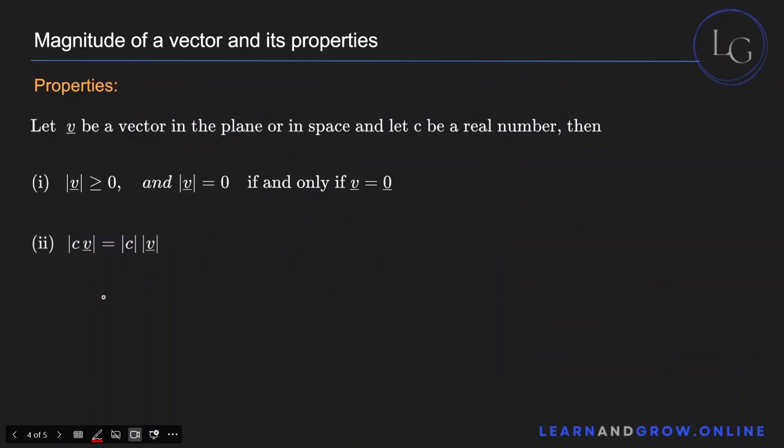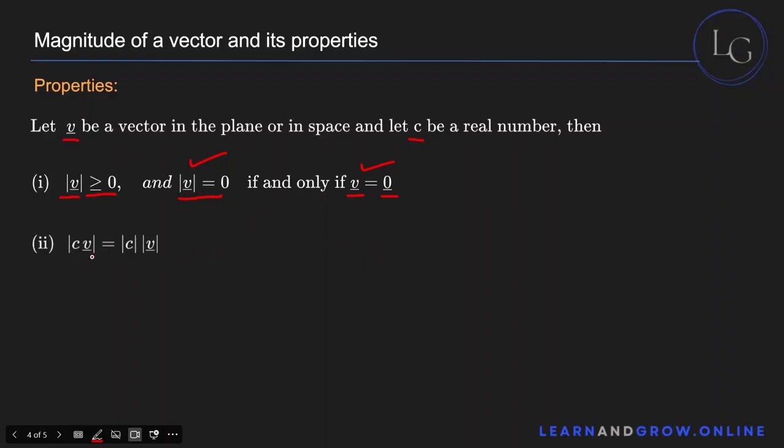What are the properties? Well, let v be a vector in the plane, and let c be a real number, so a scalar. It says here that the magnitude is greater than or equal to 0, and the magnitude is equal to 0 if and only if the vector v is equal to 0. Basically, the magnitude is 0 if the vector is a null vector. That's just self-explanatory, because a null vector has 0 length. It is nowhere. It's nothing. So obviously, the magnitude will also be 0.